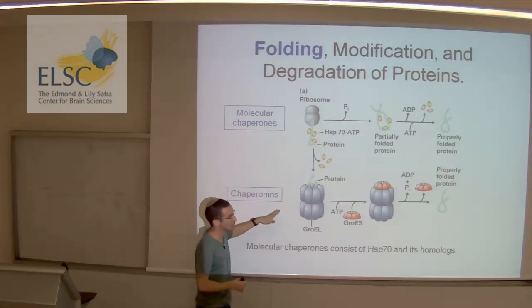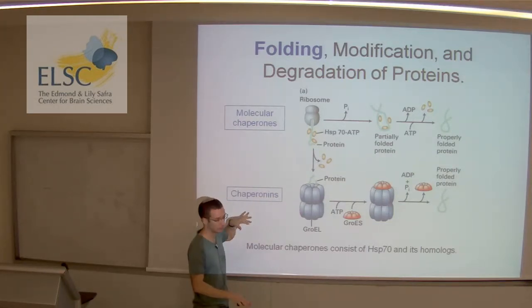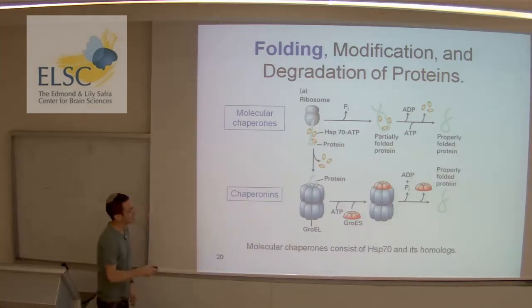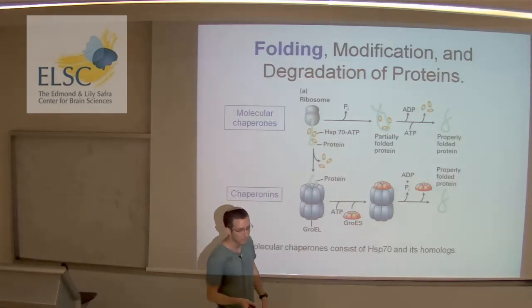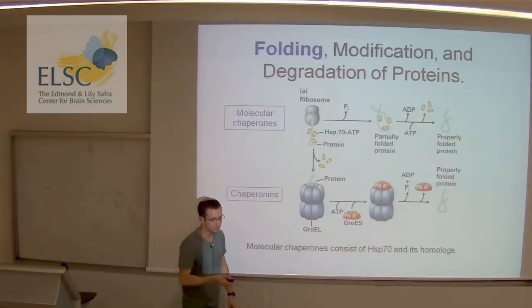It's not in a ribosome, it's a different complex in a different location of the cell. No, it's not in the ribosome. So the chaperonin always comes after the first? Yes, absolutely.